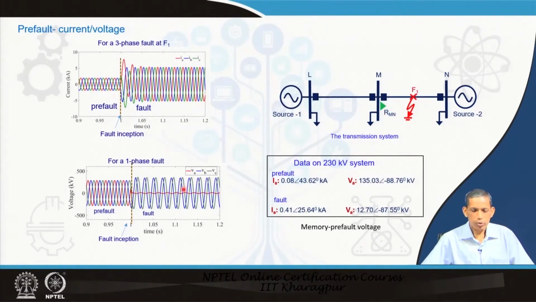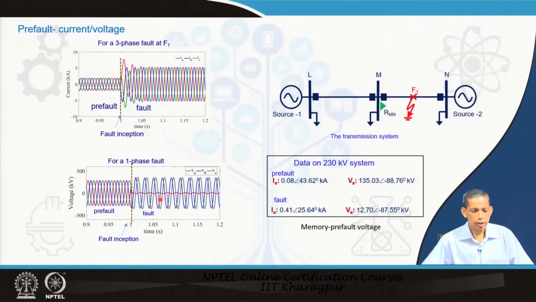Now, in case of voltage also, this is a single line to ground fault case, and you see that one of the phases has a substantially low voltage, while the other phases remain somewhat higher than the normal voltage, depending upon the system grounding. So, for this case, fault inception at 1 second, this is the pre-fault voltage data, and this is the corresponding voltage data during the fault.